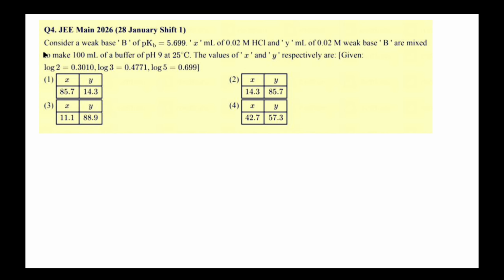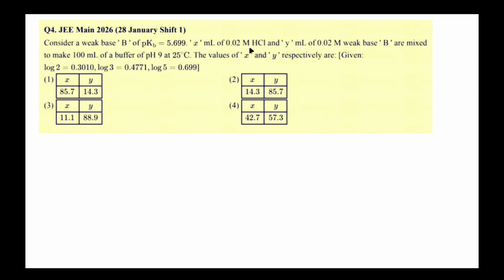The next question is: consider a weak base B of pKb value 5.699. x milliliters of 0.02 M HCl and y milliliters of 0.02 M weak base B are mixed to make 100 ml of a buffer of pH 9 at 25 degrees centigrade. The values of x and y respectively are asked. Log 2, log 3 and log 5 values are given. So from this we find out.